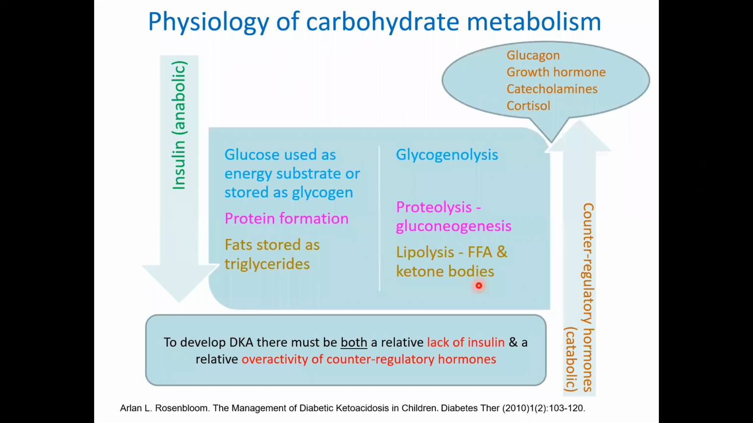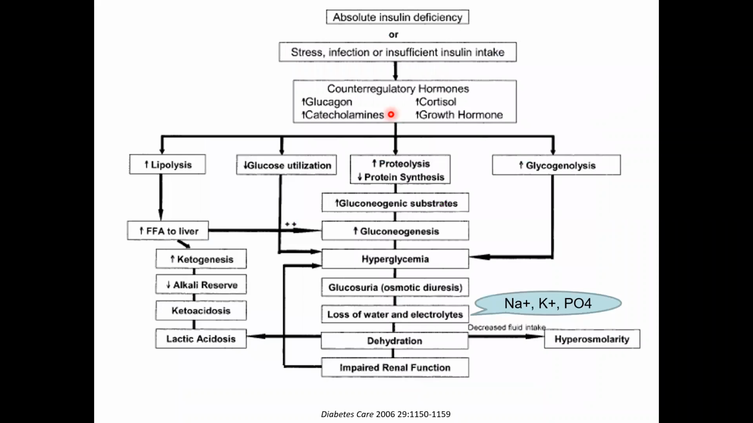And this is why patients with DKA usually have an increase in ketones and ketoacidosis. So for a patient to develop DKA, they usually must have both a relative lack of insulin and a relative overactivity of counter-regulatory hormones. Just to summarize the pathophysiology, in DKA the patients have absolute or relative insulin deficiency. Then you can have situations such as stress or infection, triggering an increase in the counter-regulatory, or what we call stress hormones.